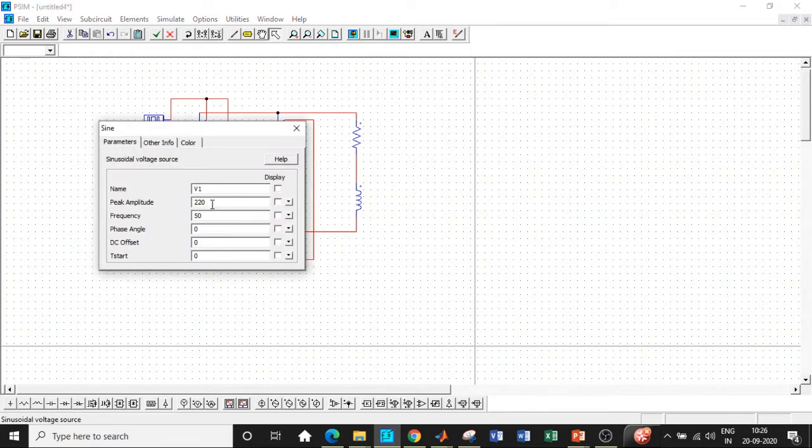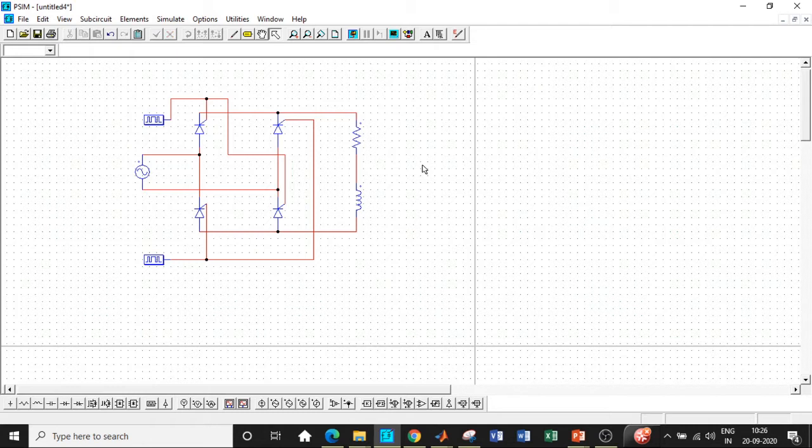For the supply voltage, one of the most commonly made mistakes is that students will enter 230 directly, and it's wrong. Why is it wrong? We have to enter 230 into root 2, because they've asked us for the Vm value, the peak value, the peak amplitude. So 230 into root 2 gives you 325.26. Enter that value. Let the frequency be 50 Hertz itself. That is according to your country standards, so you can choose a suitable value accordingly.